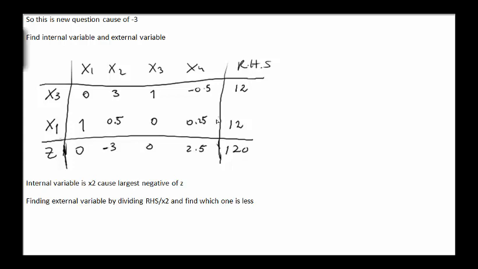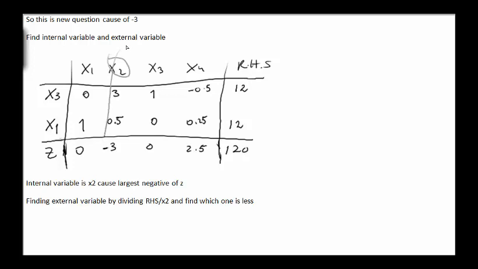Because we have here -3, in the row of z we have a negative sign, we need to repeat the process. What does it mean by repeating the process? We need to find the internal variable, external variable and common element. Because we have here -3, directly the internal variable will be x2, because it corresponds to the largest negative number of these elements. So -3 is of course less than 0, so it corresponds to x2.